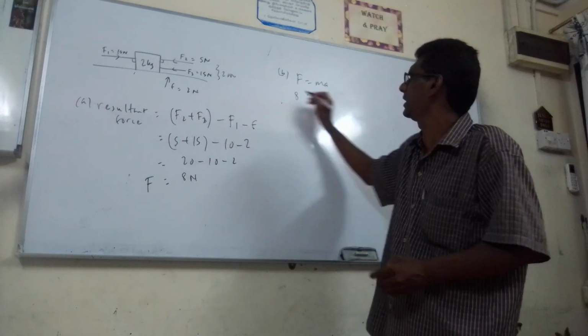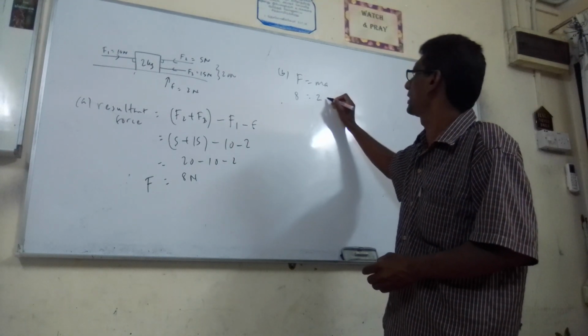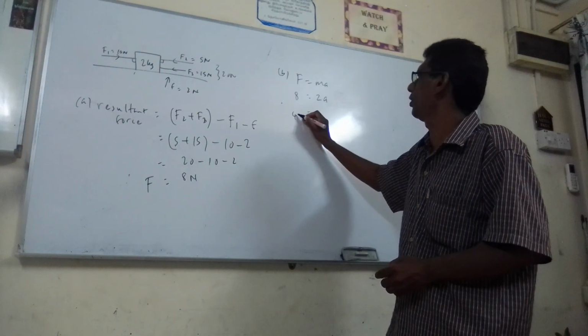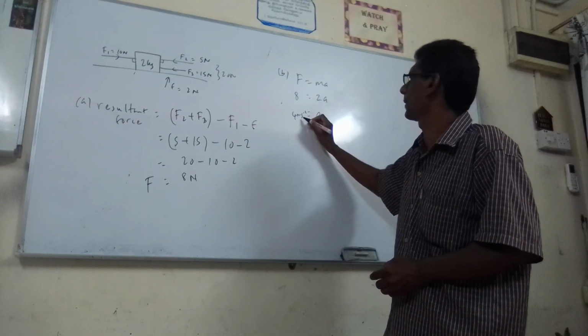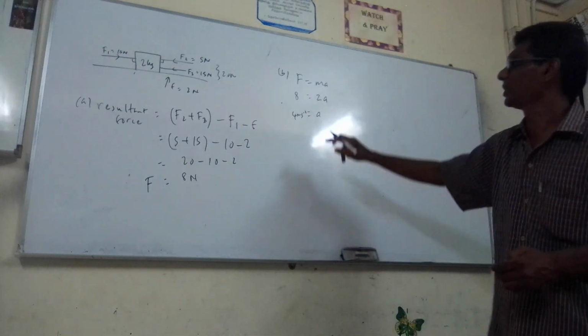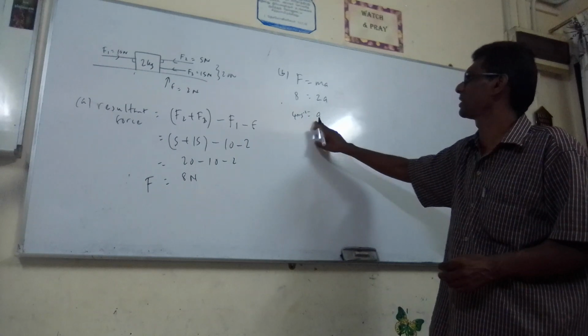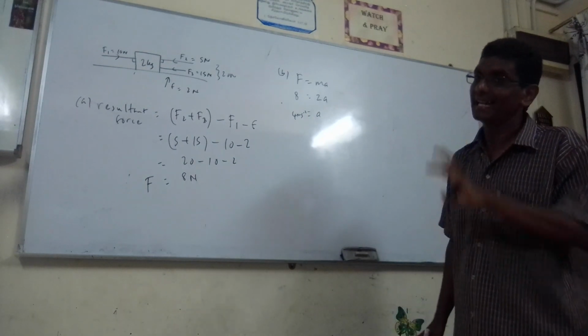M equals 2 kg. So A equals 8 divided by 2, which is 4 meter per second square. The acceleration is 4 meter per second square. That's the acceleration.